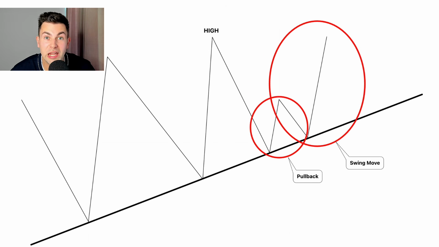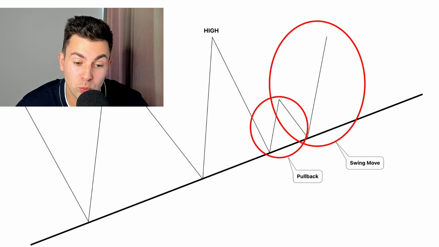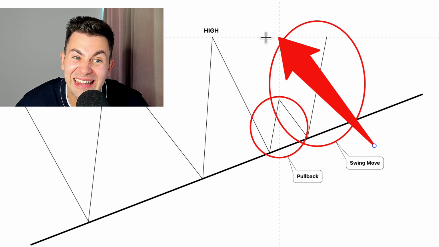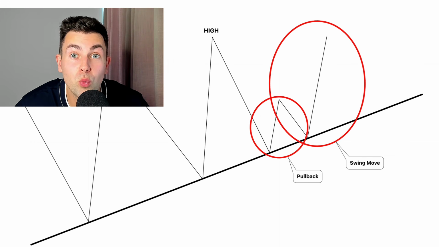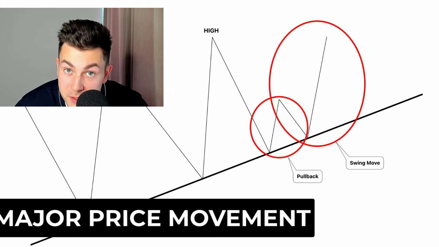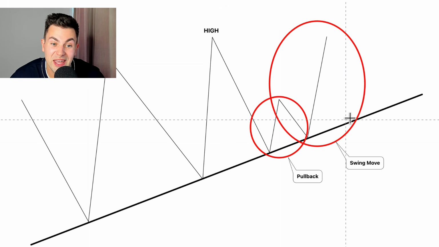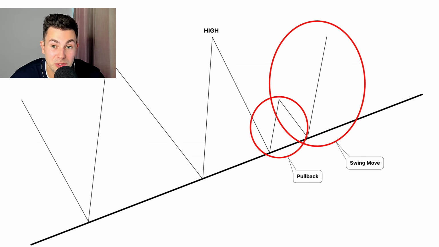And now let me explain what is our goal in swing trading trend lines. When we swing trade a rising trend line, we expect a strong bullish movement from that at least to the levels of a current high. So we are anticipating a major price movement. While with pullback trading trend lines, we expect a minor price movement after a test of a trend line.